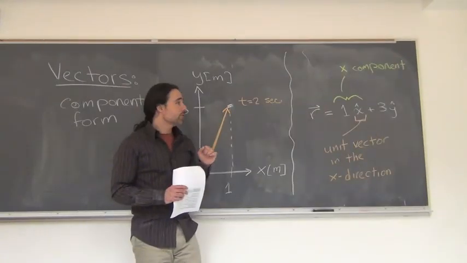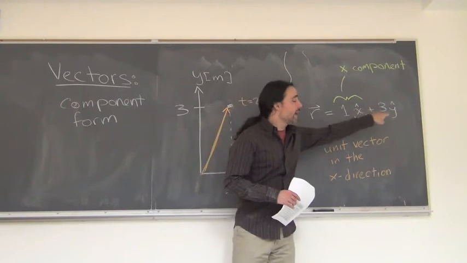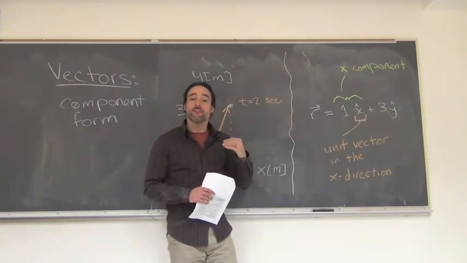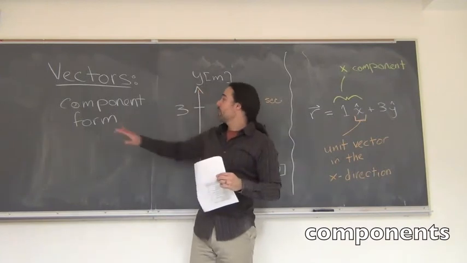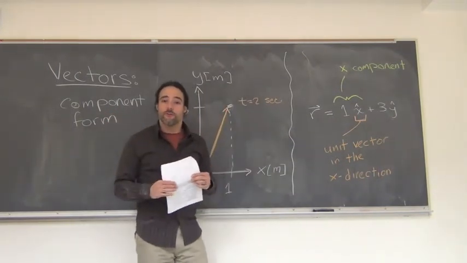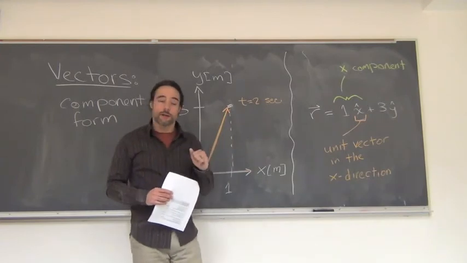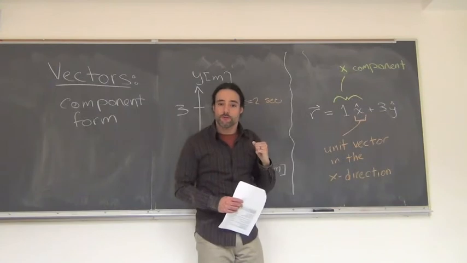Just to emphasize some bits of notation, we would refer to the 1 and the 3 as the x and y components of the vector. So we can break a vector into its individual components. How far does the vector move in the x direction? How far does it move in the y direction? These things individually are called the components of the vector.